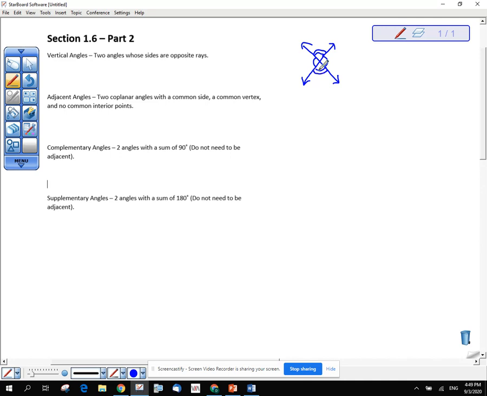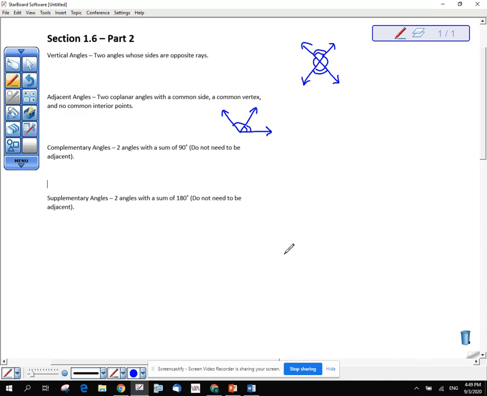Adjacent angles. Now, adjacent means next to, right? My next door neighbor's yard is next to my yard. We have adjacent properties. And adjacent angles are defined as two coplanar angles with a common side, a common vertex, and no common interior points. So something as simple as this. This angle and this angle would be adjacent angles.